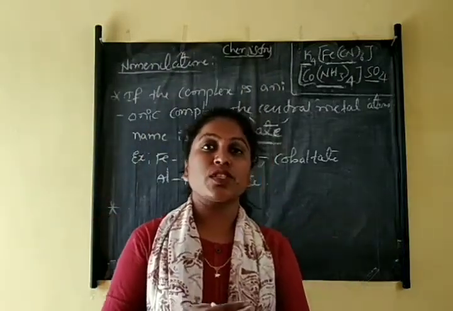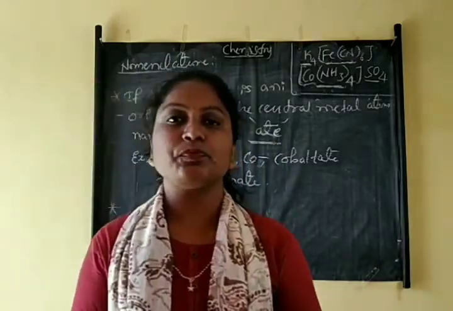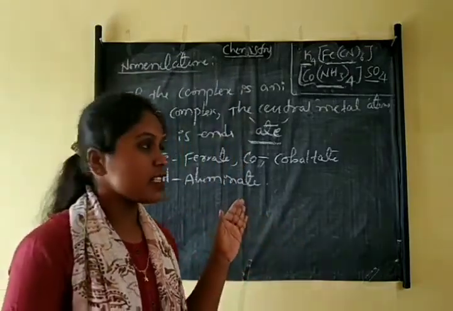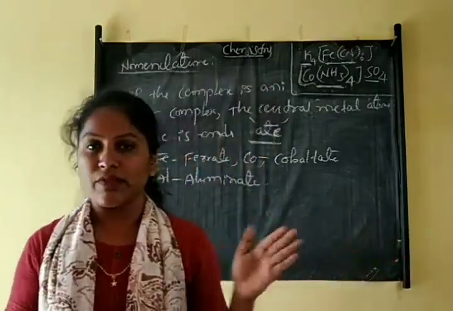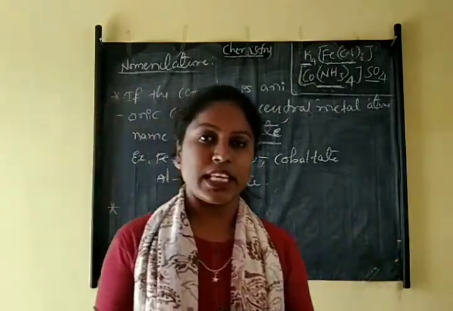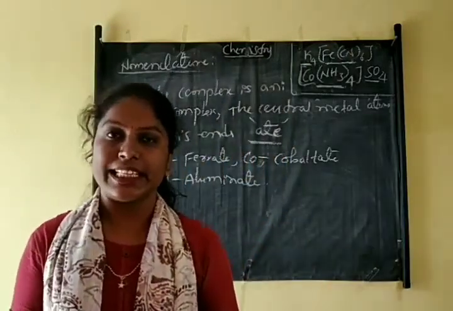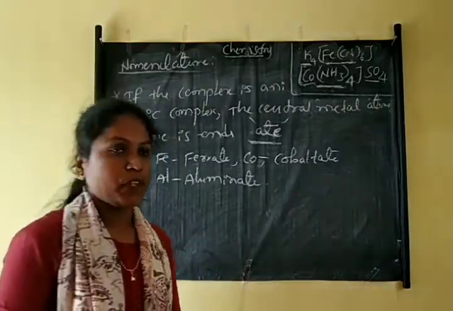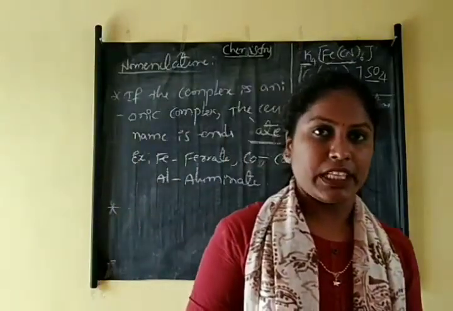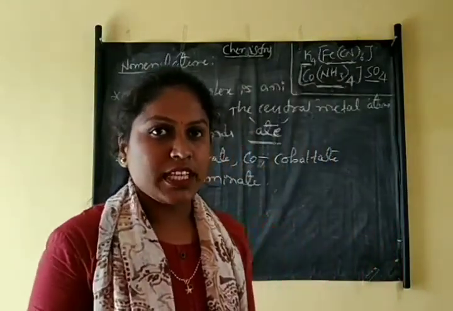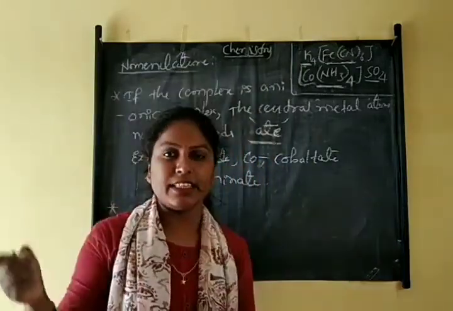Next, the central metal atom's oxidation state is written in Roman numerals. If the complex is a cationic complex, the central metal atom name is the same as that of the element. But if the complex is an anionic complex, the central metal atom name ends with -ate, like ferrate, cobaltate, aluminate, platinate. For any central metal atom in an anionic complex, the name ends with -ate.